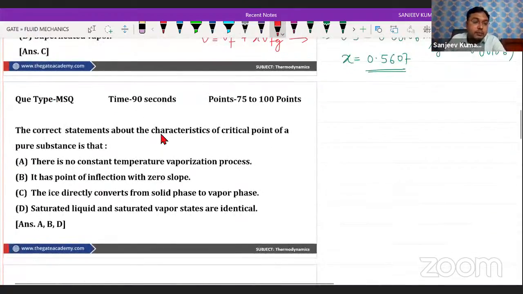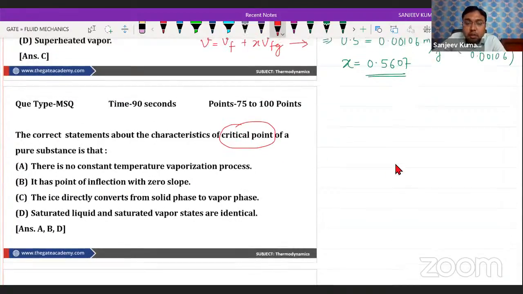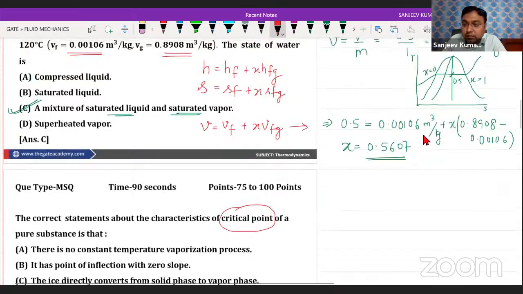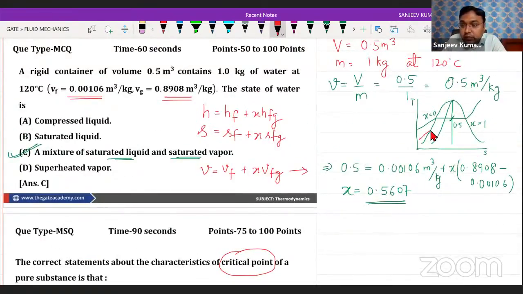The correct statement about the characteristics of a critical point. Okay. Critical point. So what is the critical point? Let us understand here from this diagram. Let us say I'm drawing another constant pressure line here. Let us say this is 1 bar and this one is your 2 bar. For example, the red line is your 1 bar and this is the 2 bar line.